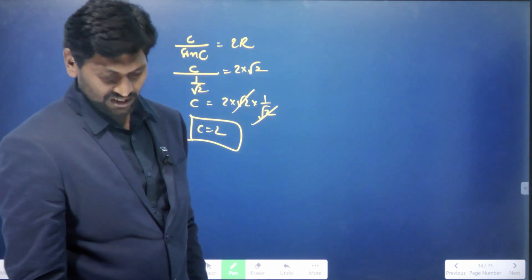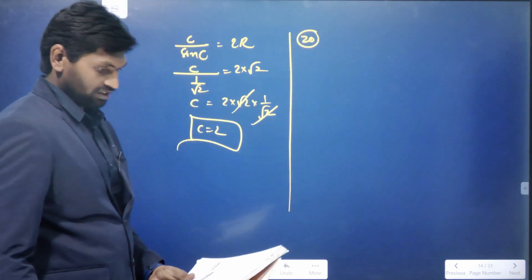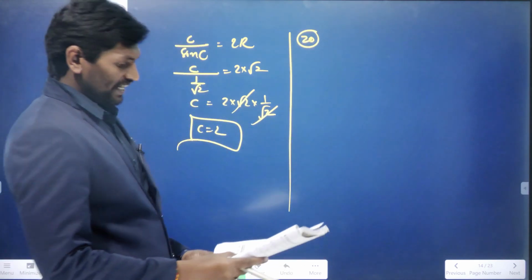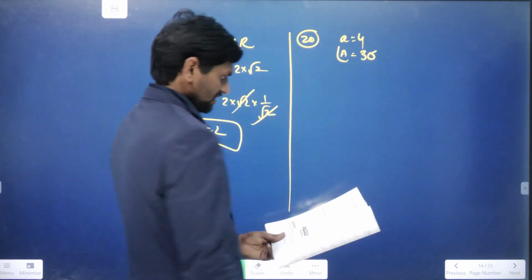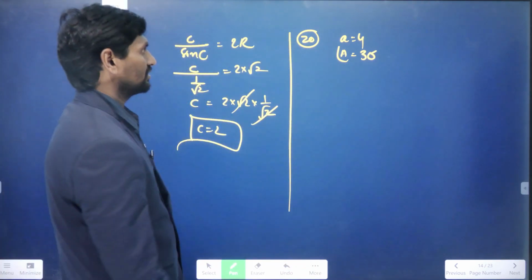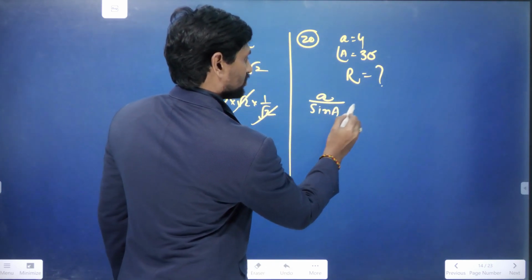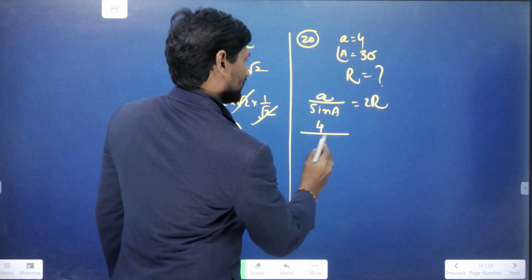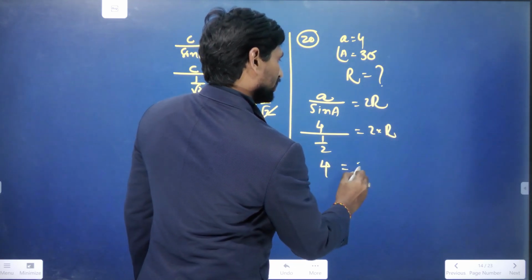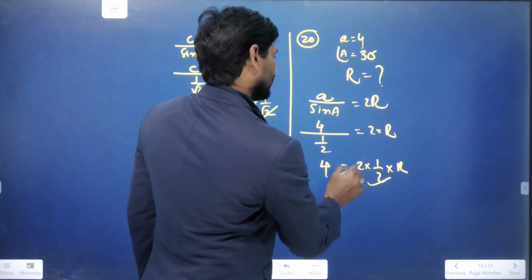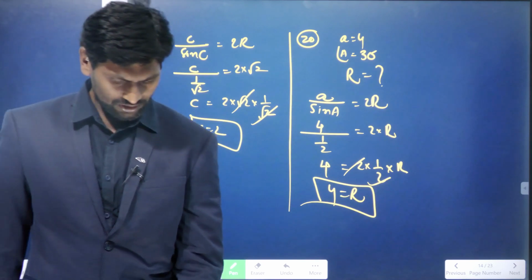Okay. Let us go to problem number 20. The a value is equal to 4 and angle A is equal to 30 degrees. Then find the value of R. So we use the same sine rule. a by sine A is equal to 2R. The a value is 4, sine A is sine 30 degrees, 1 by 2, is equal to 2 into R. 4 is equal to 1 by 2, transposing, R is going to multiply. R value is 4.